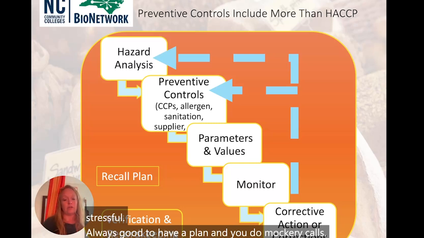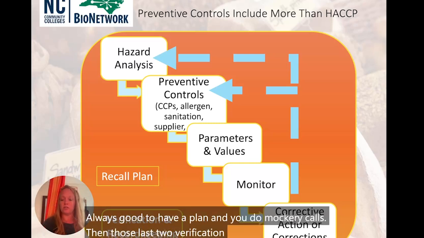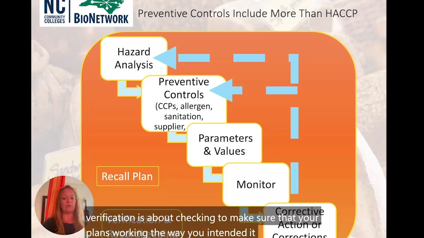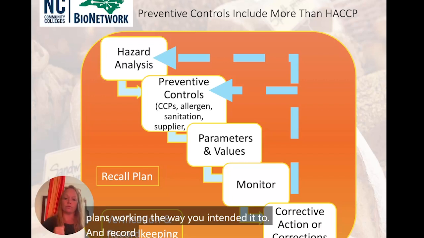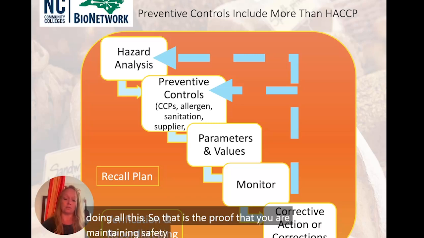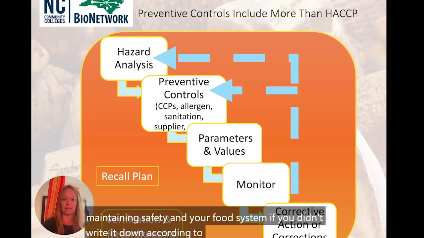Then those last two, verification and record keeping. Your verification is about checking to make sure that your plan's working the way you intended it to. And record keeping, that is the proof that you are doing all this. So that is the proof that you are maintaining safety in your food system. If you didn't write it down, according to the FDA, it didn't happen.